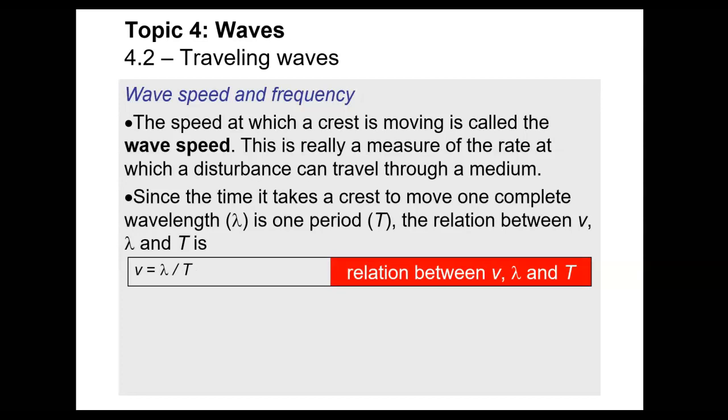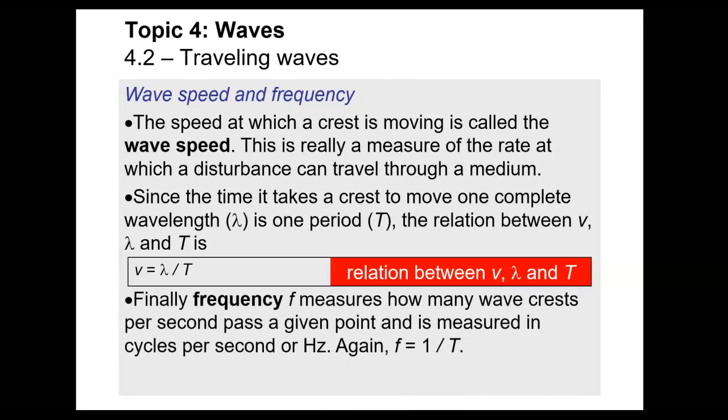It looks a little fancy maybe, but at the end of the day, this is basically your old distance over time equation, right? Lambda is the distance traveled. The time is one period. And so that's basically how wave speed is defined. v equals lambda over T.